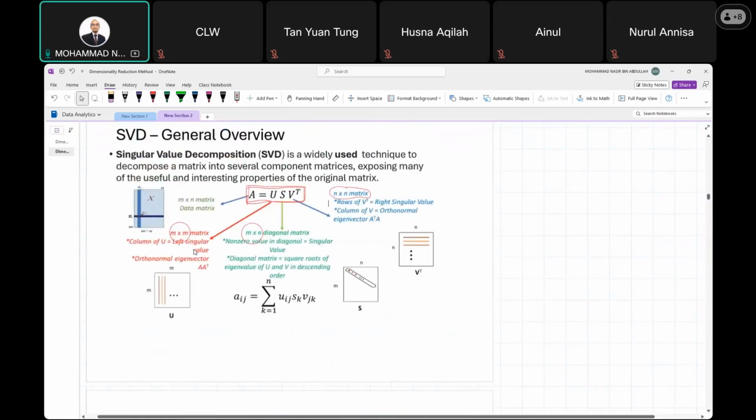The left singular matrix represents the observations of the original matrix A. Right.